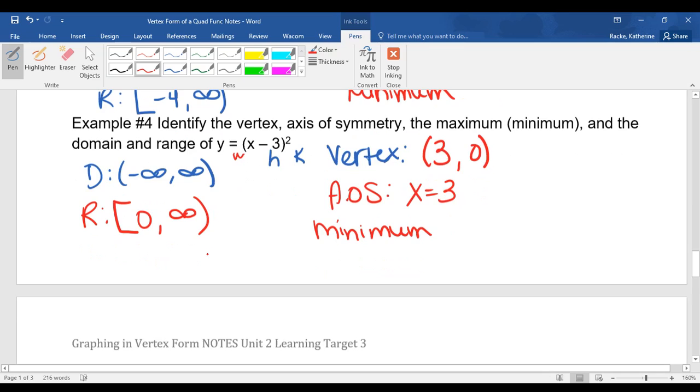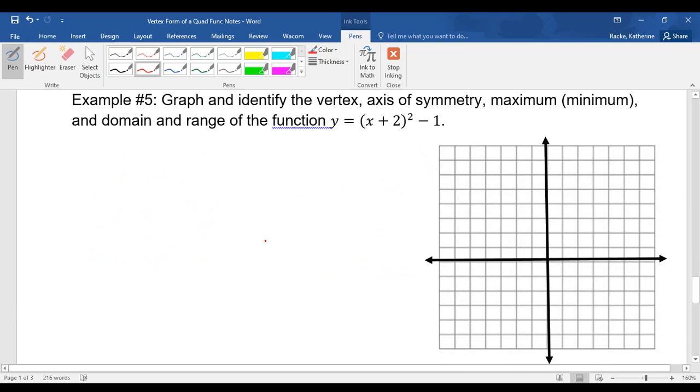Few more examples here. Example 5: graph and identify the vertex, axis of symmetry, maximum or minimum, and domain and range of the function y equals (x plus 2) squared minus 1. So let's start with labeling what our h and our k is, meaning our vertex is negative 2, negative 1. So we can go ahead and plot our vertex.